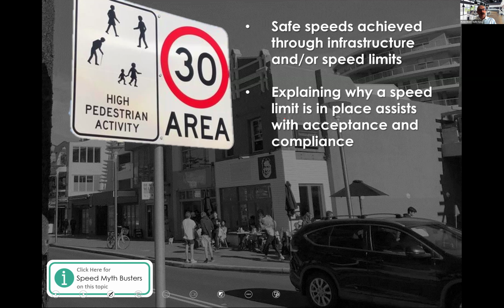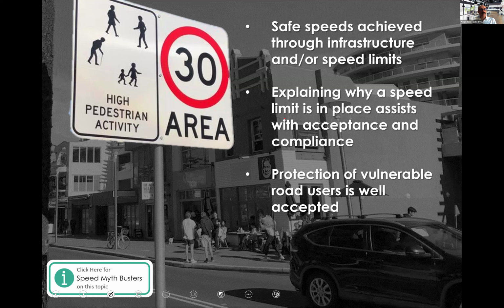Explaining why a speed limit is in place can help with acceptance and compliance, such as school zones or particular vulnerable road users. So explaining that can be useful. And protecting vulnerable road users is generally well accepted. Now, I mean vulnerable here. Vulnerable road users in road safety is a term we often use for pedestrians, cyclists, motorcyclists. But also, I would go wider and take a more traditional discussion around vulnerable being kids or the elderly or injured, you know, these sorts of things as well.